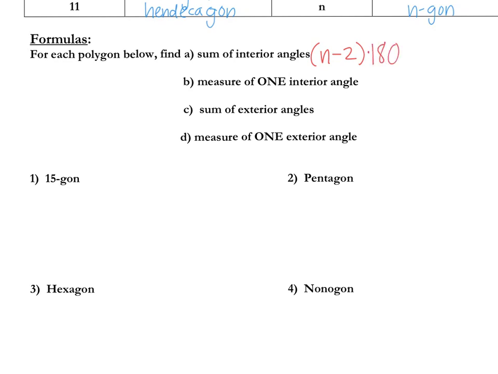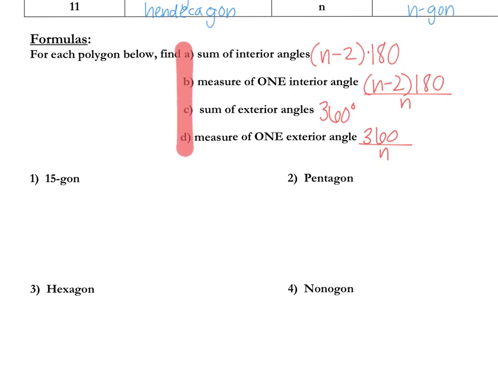Remember, n is the number of sides. To find the measure of one interior angle, you're going to take the sum, which is n minus 2 times 180, and divide that by n, the number of sides. The sum of exterior angles is always going to be 360, so it's an easy question to answer. And the measure of one exterior angle is the sum, which is 360, divided by n. Once you have these down, these are super important. There's 4 equations. We're going to try some of this with a couple of these problems, and then you can try a few more tomorrow.